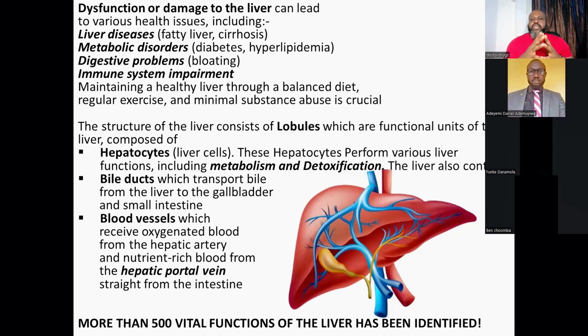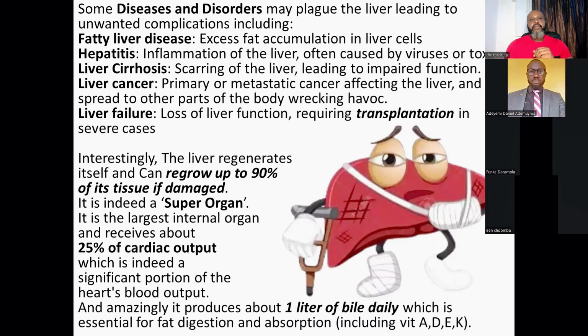The structure of the liver consists of lobules, which are functional units composed of liver cells, and bile ducts, which transport bile from the liver to the small intestine. We have blood vessels as well, which ensure that there's an adequate supply of blood to this organ. In fact, about 25% of the blood that leaves the heart goes through the liver. That shows you how important this is.